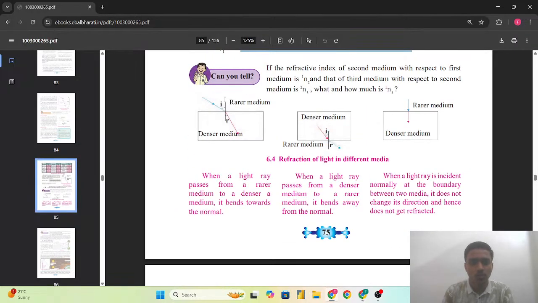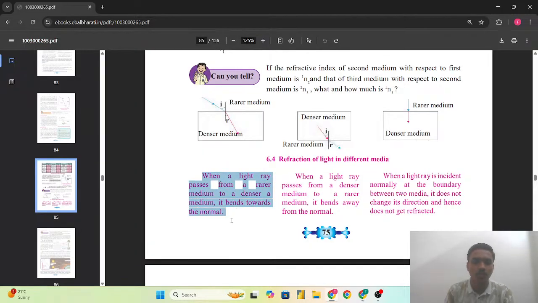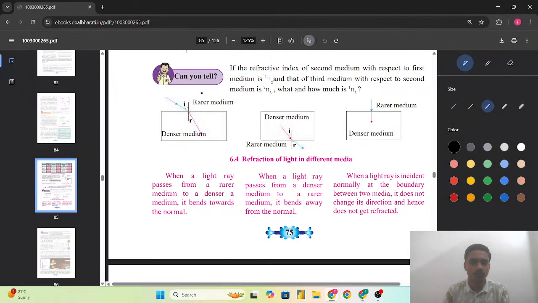Simple. So rarer medium, denser medium, rarer medium: here are three different rules which we follow for drawing the diagrams of the refraction of light. The three rules are for light traveling from rarer to denser medium, denser to rarer, and at the boundary between denser and rarer medium. So the first rule: when a light ray passes from the rarer medium to the denser medium, it bends towards the normal. The normal here is the line on whose opposite sides the incident and refracted rays lie.